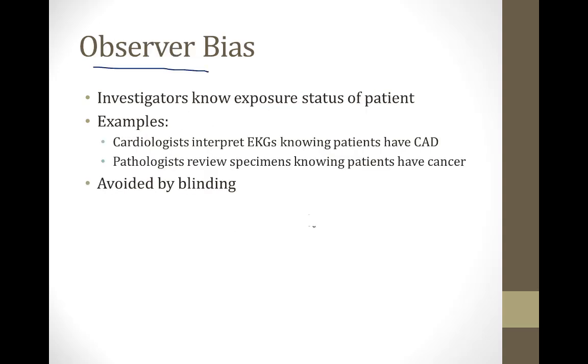Observer bias is when the observers, the investigators, know the exposure status of a patient. So for example, if cardiologists are asked to interpret EKGs and they know the patients have coronary artery disease, or if pathologists review specimens but they know the patients have cancer. You avoid observer bias by blinding. If you blind the investigators so they don't know whether the study subjects have been exposed or not, they don't know whether they have coronary disease or whether they have cancer, then you can avoid this type of bias.